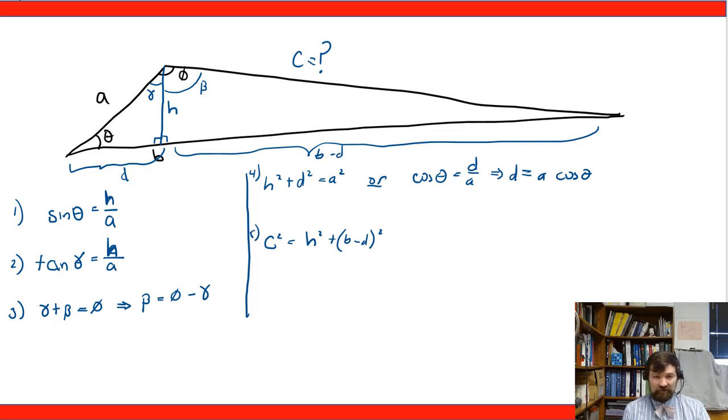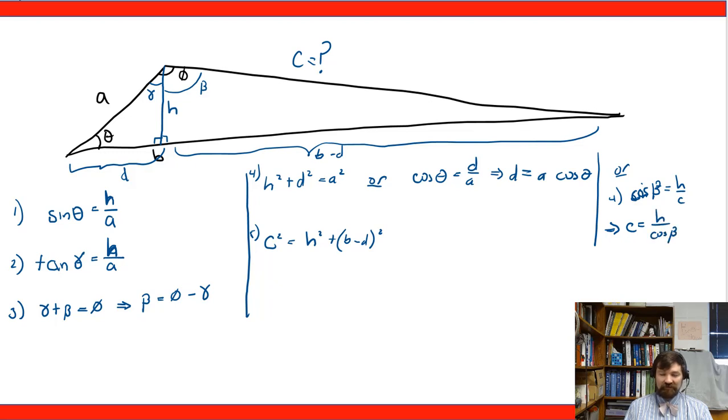Okay, or I could use that the cosine of beta is h over c. And so we could also solve this by saying c is h over cosine beta. Okay, so you can solve it in 4 or in 5 steps. I'm not going to do it with any particular numbers, but I have now shown you how to do it.